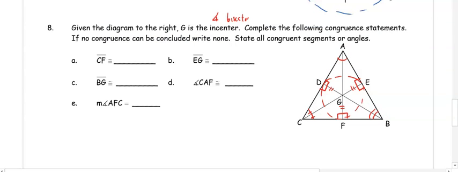So CF has no markings, it's not congruent to anything. EG is congruent to DG and FG because they're all from the center to the side. BG has no marking, so it's not congruent to anything. Angle CAF at the top is going to be congruent to angle BAF. And the measurement of AFC is going to be 90 degrees because there is a right angle there.